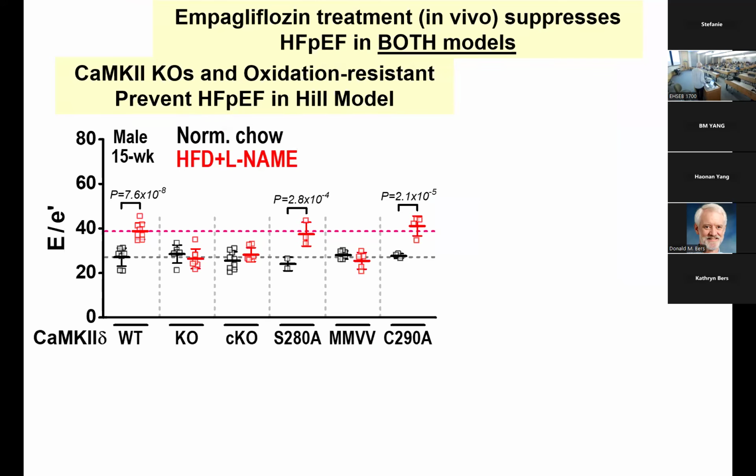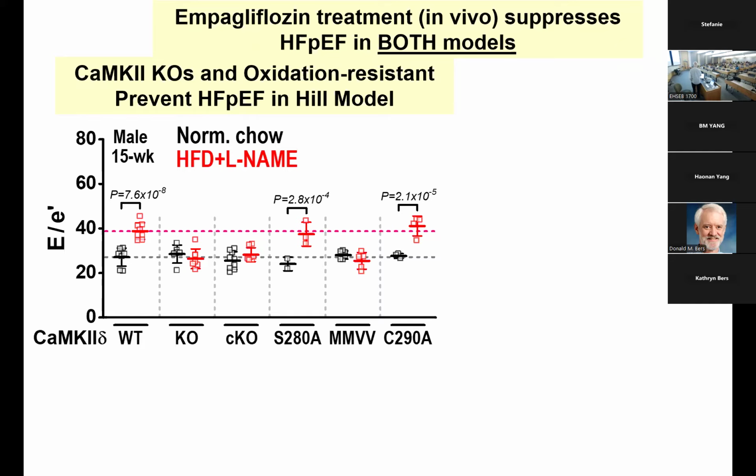So we did another series of studies. Ben Peggy was really industrious and reproduced the Hill model in all of these different CaM kinase mutant mice that we have: the knockouts, the cardiac specific knockouts, the three different mutants here. And what's interesting is we see this increase in E over E prime here in the wild types. If you take out CaM kinase completely, it doesn't happen. So CaM kinase is also central to the development of the HFpEF phenotype.